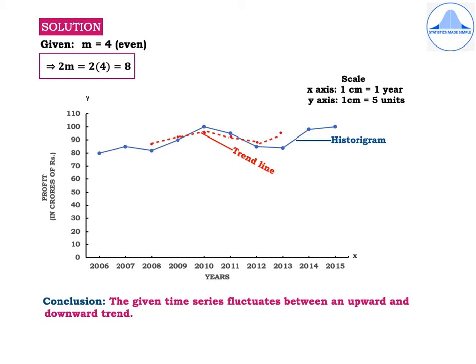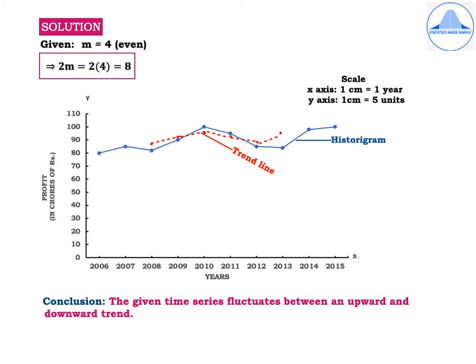Similarly, for the year 2009, the trend value is 90.5. You can approximate it to 91. Similarly, for 2010, you can mark it as 92 after approximating. For 2011, it is 92 again after approximation. And for 2012 and 2013, after approximation, it will be 91 and 91. Join all these points by dotted lines as I have done in red color and mark it as the trend line.